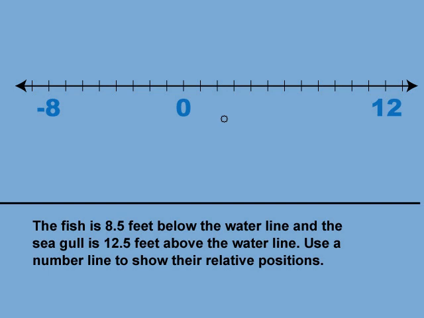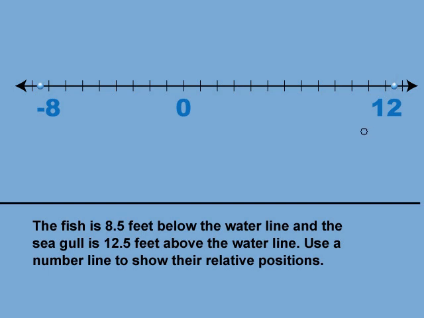Similarly, counting 12 tick marks to the right is +12, which represents the whole number part of the altitude of the bird. To find -8.5, move a half tick to the left from here. To find +12.5, move a half tick to the right from here.